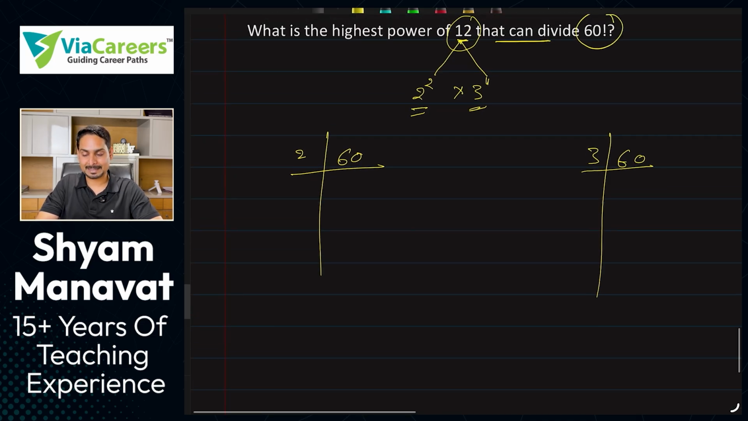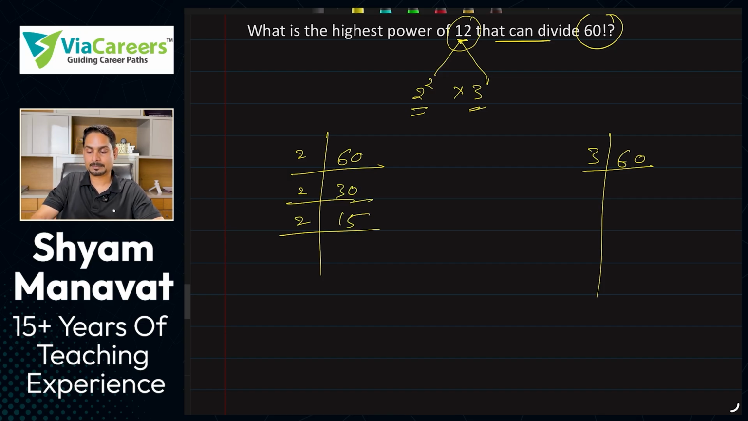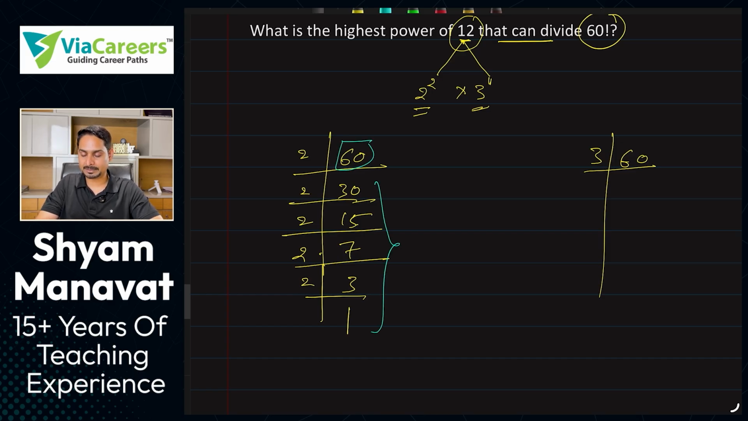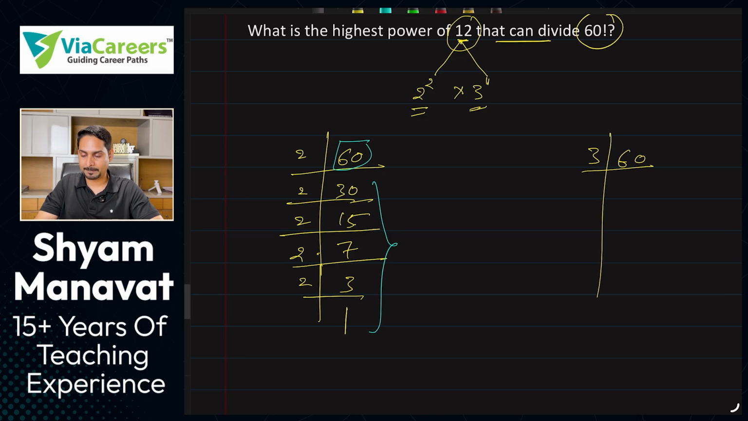So how will you solve it? Write 60, then simplify this. Divide only by 2. Please don't get confused between factorial and factors. In factors, we cannot divide 15 by 2. But because we are finding the maximum power of 2 in 60 factorial, we have to divide by 2 only. Okay? Now this is 7, 3, 1. Leave 60 and add the remaining all. So what you have here is 30, 15, 7, 3, 1, that is 56.